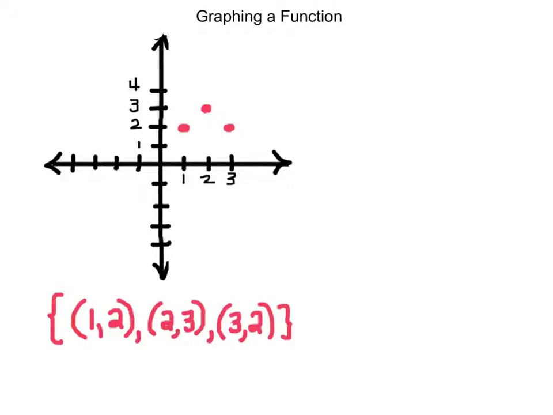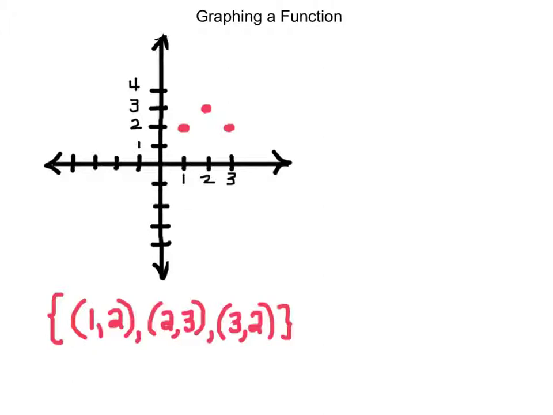Now you may notice that 1 points to 2 and 3 also points to 2. Well, that's valid. We just have to make sure that each input on our x-axis, our domain, points to only one output. One way to check this is using the vertical line test.